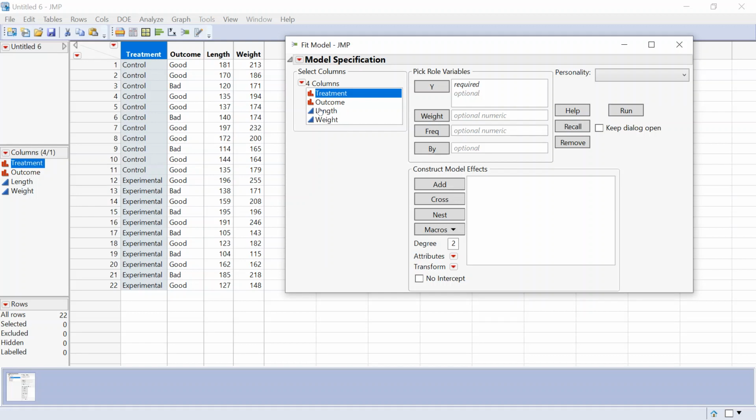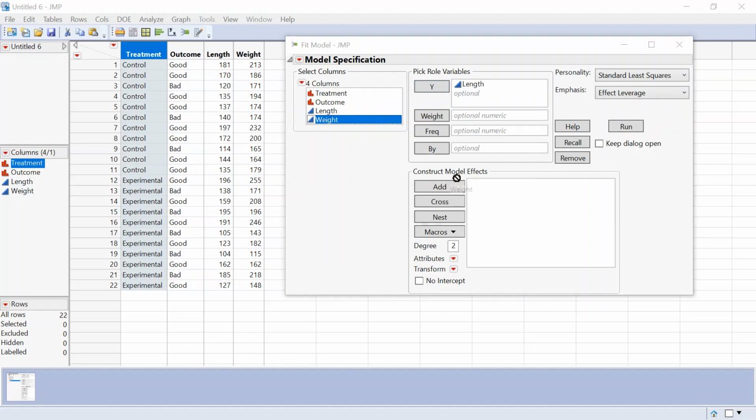Now there are more advanced ways to test that, but very simply, you could just do the analysis separately for controls and then do it separately for the experimental group. So to do that, that's referred to as doing an analysis by treatment. So that's what that By means here. So I can look at the relationship between length and weight and do it by treatment.